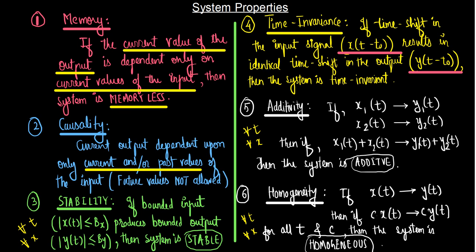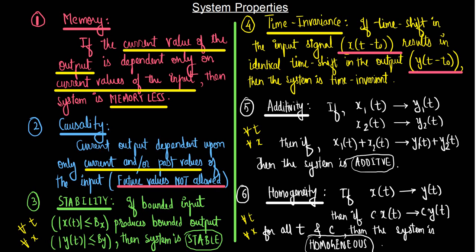Similarly, we have seen the condition for causality of the system. A system is said to be causal if the current output is dependent upon the current or the past values of the input. But here, the future values are not allowed. So the dependence of the output on future values of the input is not allowed.